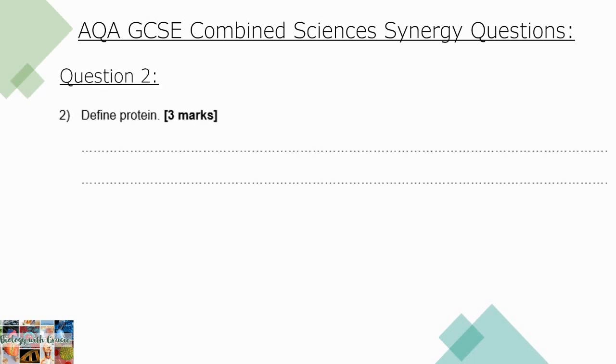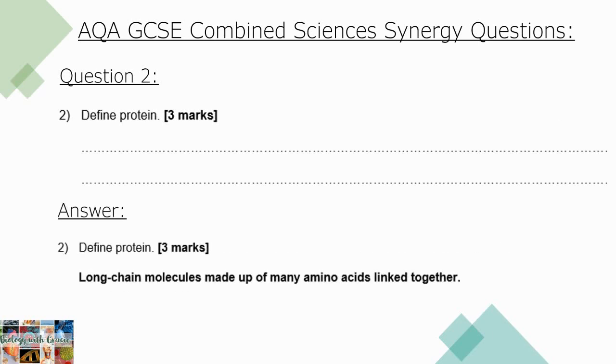Question 2, define protein. This is worth 3 marks. So we know that a protein is made up of linked amino acids, and this is in a long chain. So therefore, protein is a long chain molecule made up of many amino acids linked together. So the key things you want here are long chain molecules, many amino acids, and linked together.